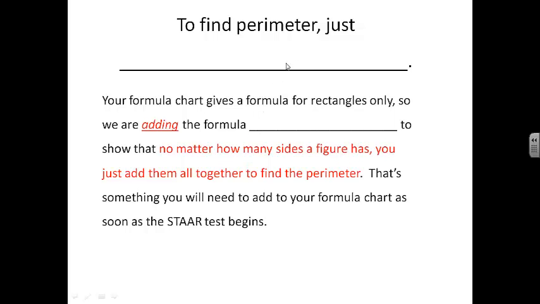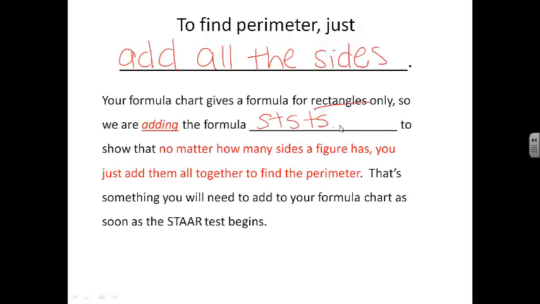Okay, now, to find perimeter, just add all the sides. That's all you got to do. Add all the sides. So when we're talking about straight line polygons, then it's easy. You just add all the sides. Now, circles are a different story, and we'll get there after we finish this. Your formula chart gives you a formula for rectangles only. So we are going to be adding the formula S plus S plus S dot dot dot.